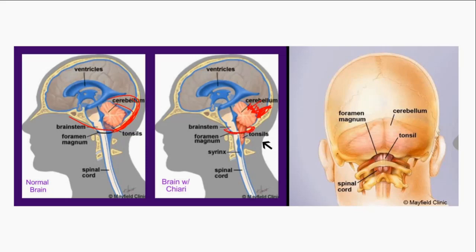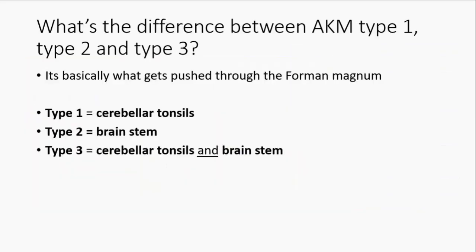Okay, so here you can see the cerebellar tonsils are within the skull, but because there's no space here, the cerebellar tonsils are being pushed down the foramen magnum, and it's compressing the spinal cord. And we'll see later that it can cause a syrinx, which is associated with syringomyelia. So here you can see a posterior view. So here are your tonsils that are being pushed down the foramen magnum.